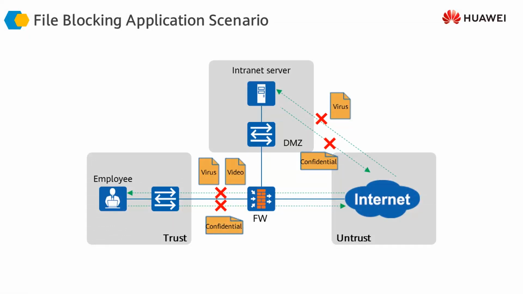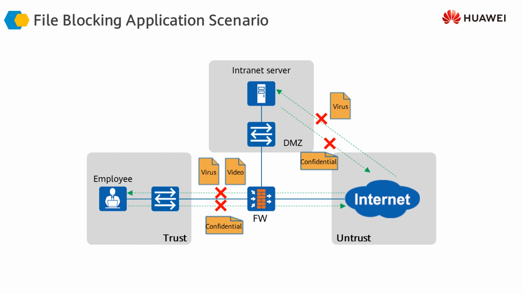Here we have our DMZ where we have an internal server. We can either protect the files that are entering our DMZ to reach this intranet server, this internal server sitting in the DMZ. If the files are malicious, we could block those files. And similarly, if somebody is trying to retrieve some confidential files from this intranet server, we can also block that attempt, and we can also block that file from leaving our DMZ and going to a hacker.